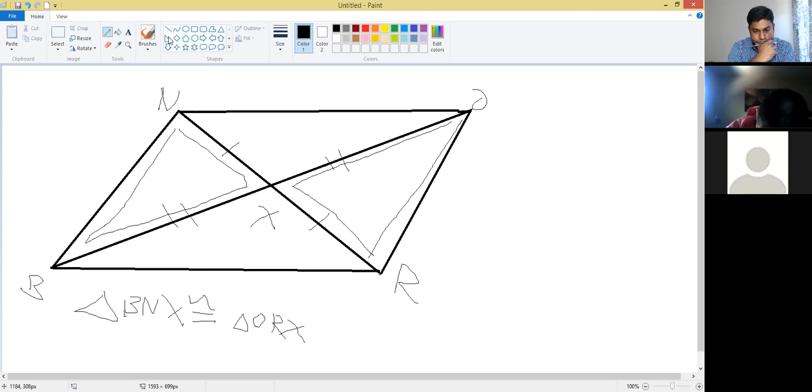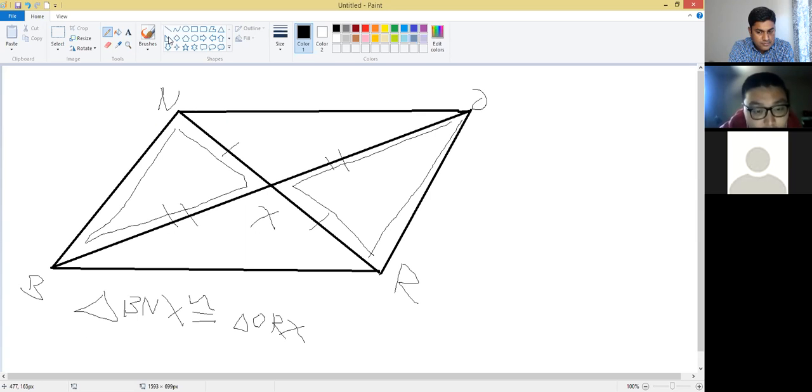I'm not sure. Just say it. Just say what you know. Tell us what you can tell from this graph. That NR and BO are congruent. Pardon? Can you say that again?